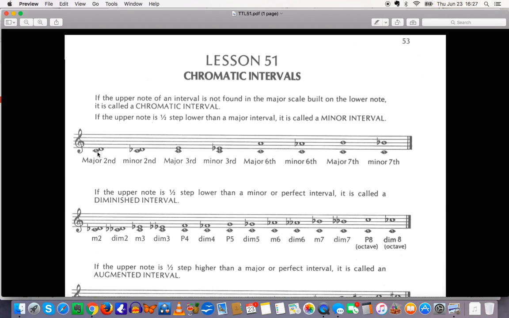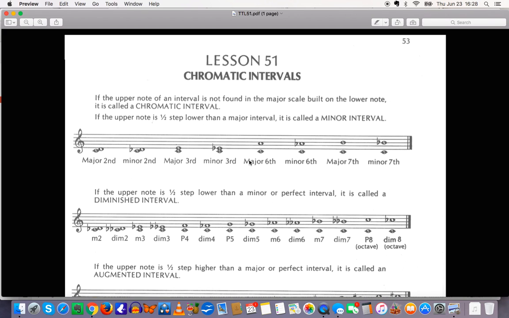So, like I was saying before, if you take a major interval like this and you alter it, you lower the top note by half step, you get a minor interval. So what used to be a major second is now a minor second. Likewise for a major third, if you lower that top note by half step, you get a minor third. Same with major sixth. So these are all the major intervals. If you lower those by half step, you get a minor interval.